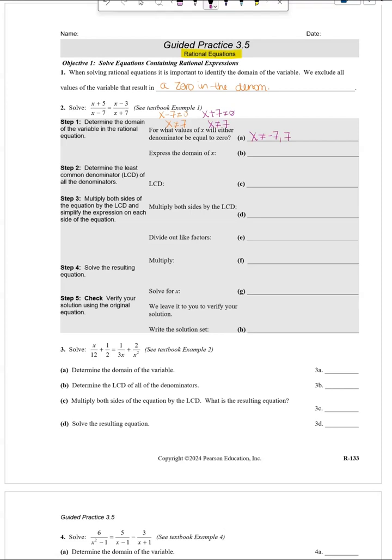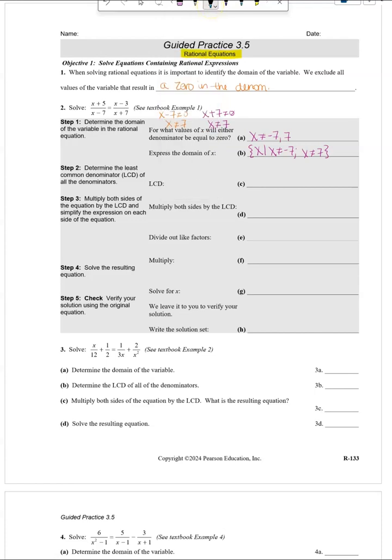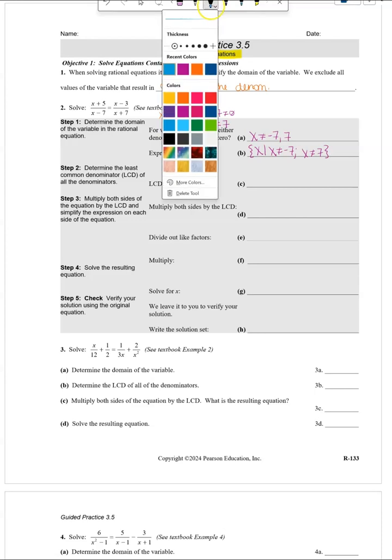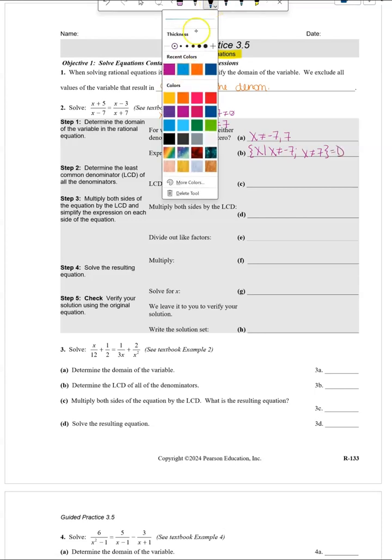So if we express the domain of x, let's just do both, if you prefer. If you like set notation, so x such that x cannot equal negative 7 and x cannot equal 7. Okay, there's your set notation. Now if you prefer interval notation, well then that would be, oh, I should have written, sorry for that, I should have said domain equals, my bad.